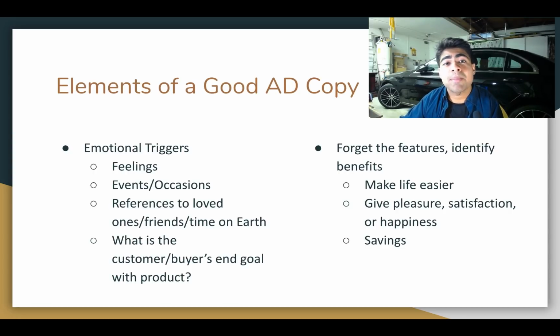Think about how it can make the life easier of that individual, how it can give pleasure, satisfaction, or happiness to the person right now in this moment, or long term. And whether it is short term or long term happiness, satisfaction, or pleasure, you want to make sure to include that into your ad copy. And the third and most important thing is savings. People love saving money. I've not met one person who likes to spend extra just for the sake of it. So if you can include some type of savings in your ad copy and how they can save buying your product, you're on a really good path. And in a few slides, I'm going to give you a step-by-step process.